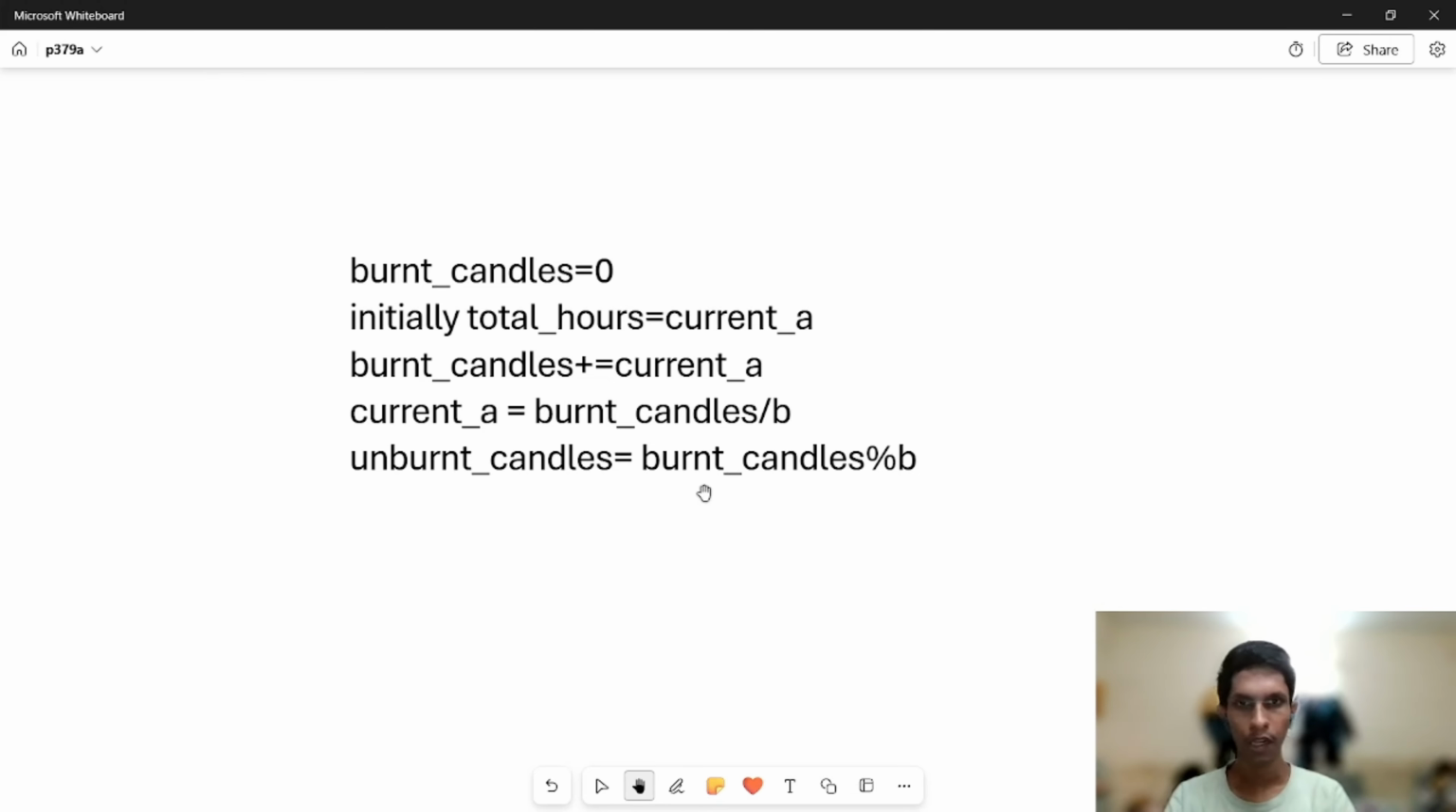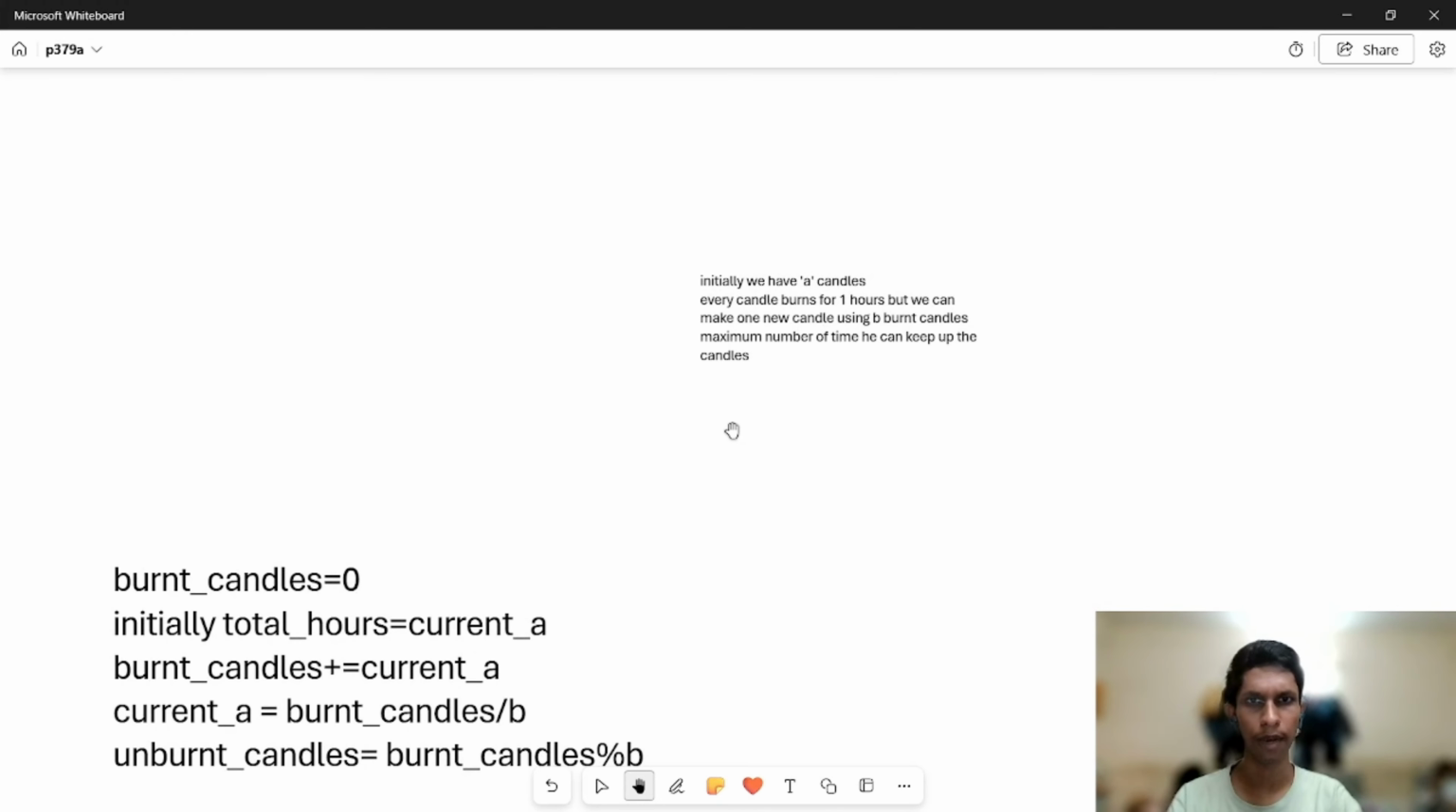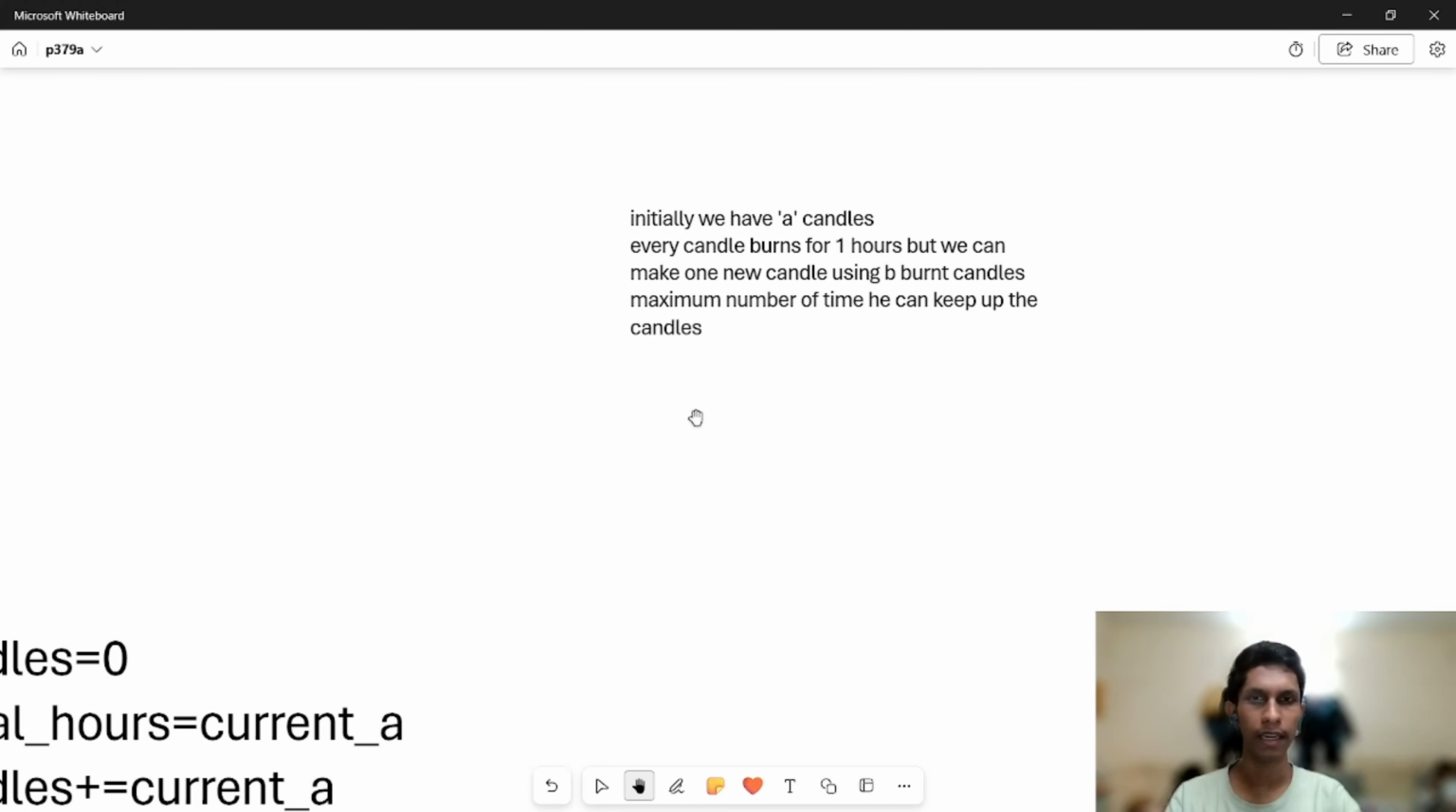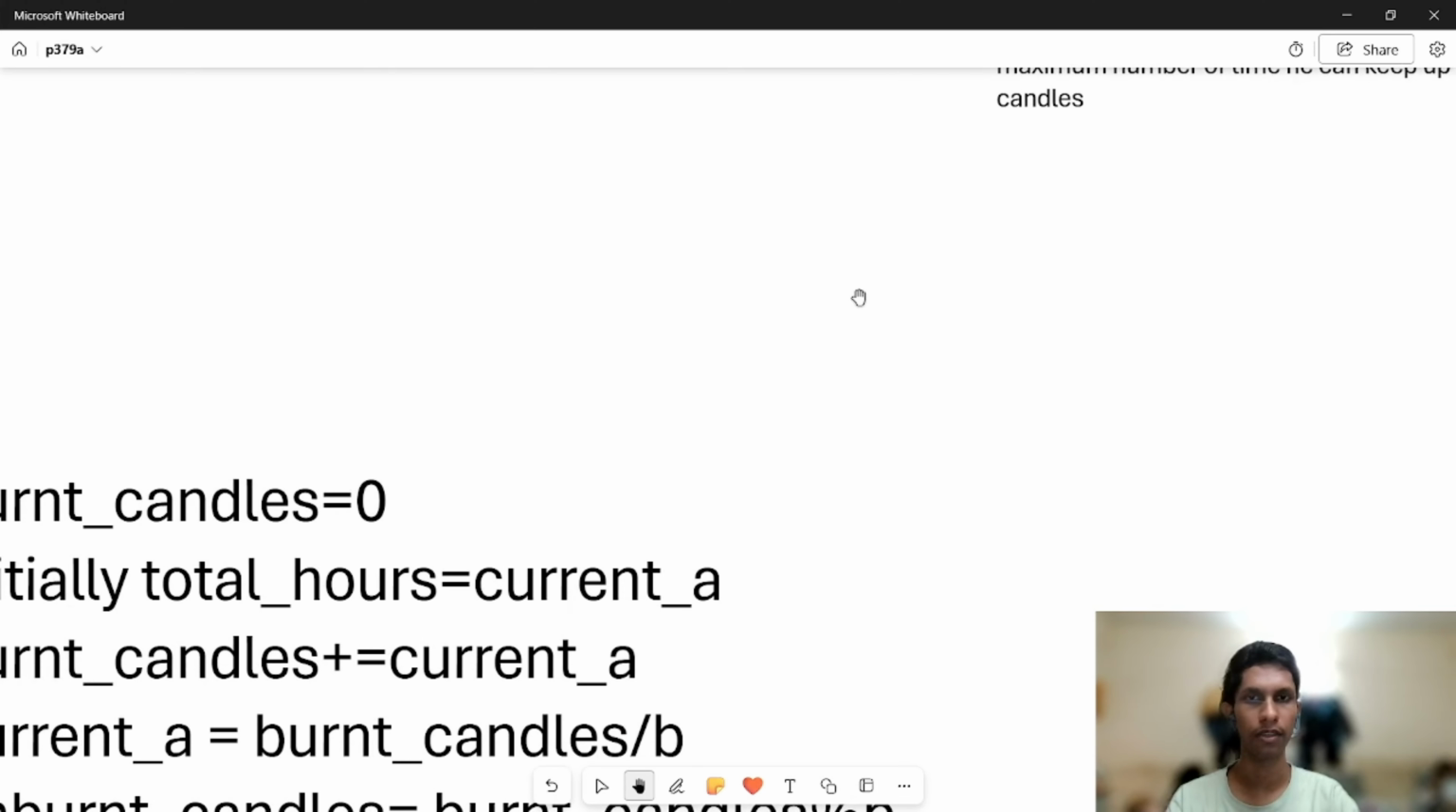After that, we have one unburned candle, and since the second value will be 2, we'll be burning 2 candles. After 2 candles are burned, we'll get one candle from these two and one candle that was unburnt in the second case. After combining these two, we'll get one more candle, and the total number of hours will be 8 hours. It is written in the question that we have to maximize the number of times we can keep the light in the room using candles.